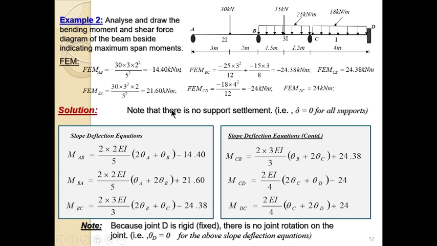After finding the fixed moment, note that there is no support settlement. That means delta is 0. So the next thing is to go and generate the slope deflection equation. Another thing you notice is that only joint D is fixed. So we have joint A, joint B, joint C. That means 3 unknown support rotations. Take note of that. In this case, we will need 3 equations to solve them.